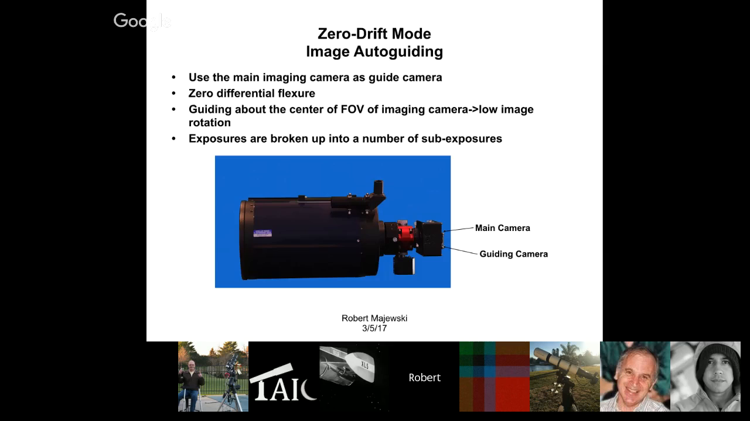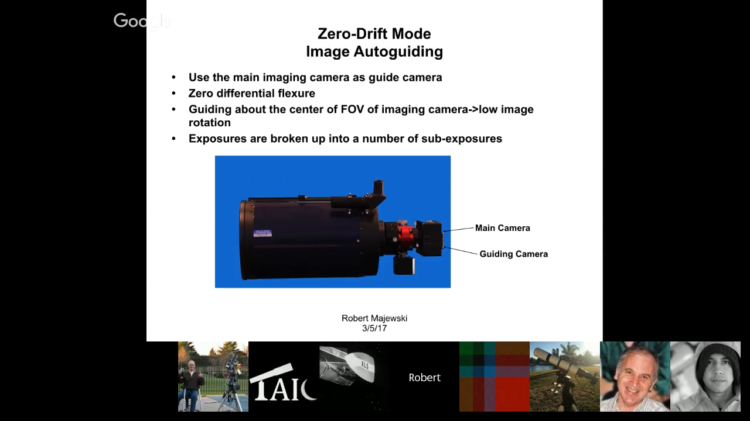Now that I've put everybody to sleep. In this exoplanet transit work that I'm interested in, I would really like to have zero drift. And how can I do that? Well, the idea I had here is, suppose that the imaging camera and the guide camera are the same camera.